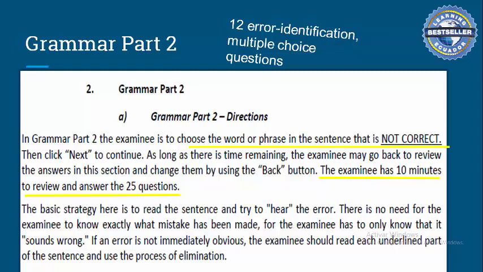Now, the basic strategy here is to read the sentence and to try to hear the error. There is no need for you to know exactly what mistake has been made, for you have to only know that it sounds wrong. If an error is not immediately obvious, you should read each underlined part of the sentence and use the process of elimination, like in part 1, but here to see which one is not correct.